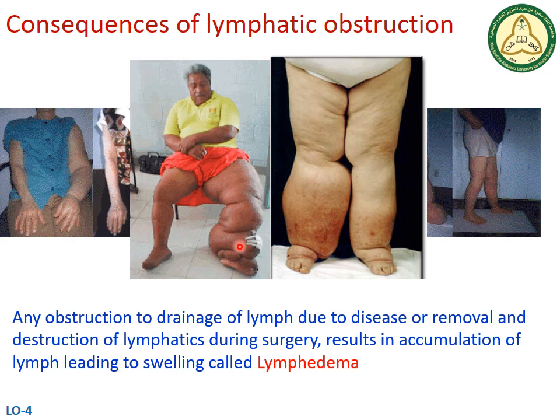The tissue keeps on accumulating 10% of fluid, and that fluid is not drained. So when it is not drained, it swells, and it becomes a chronic disease. Same here. Any obstruction of drainage due to disease, or removal or destruction of the lymphatics during surgery, results in accumulation of lymph, leading to the swelling called lymphedema.